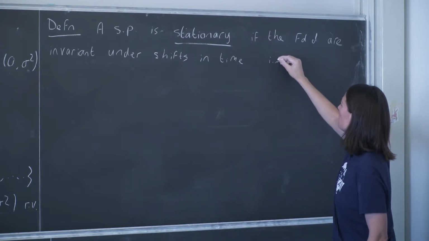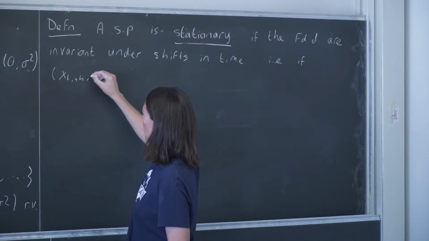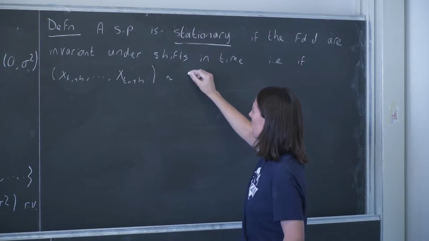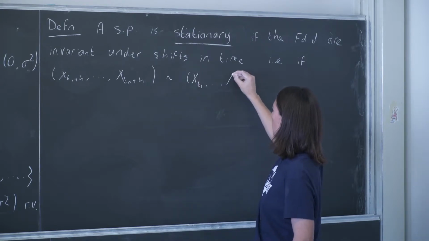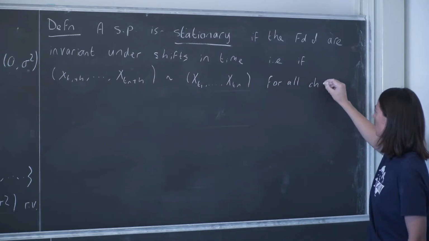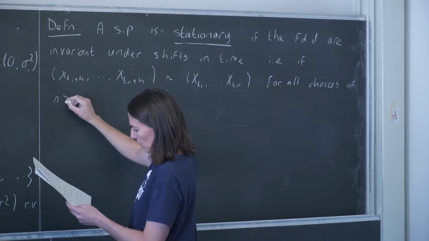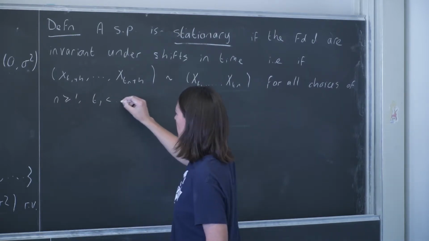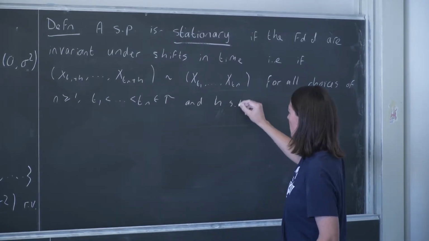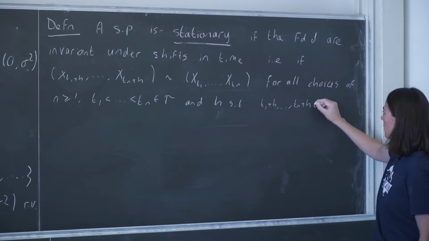I.e., what do I mean by that? If X_{t1+h} to X_{tn+h} has the same distribution as X_{t1} up to X_{tn} for all choices of n greater than or equal to 1, t1 to tn in T, and h such that t1 plus h up to tn plus h are all in T as well.